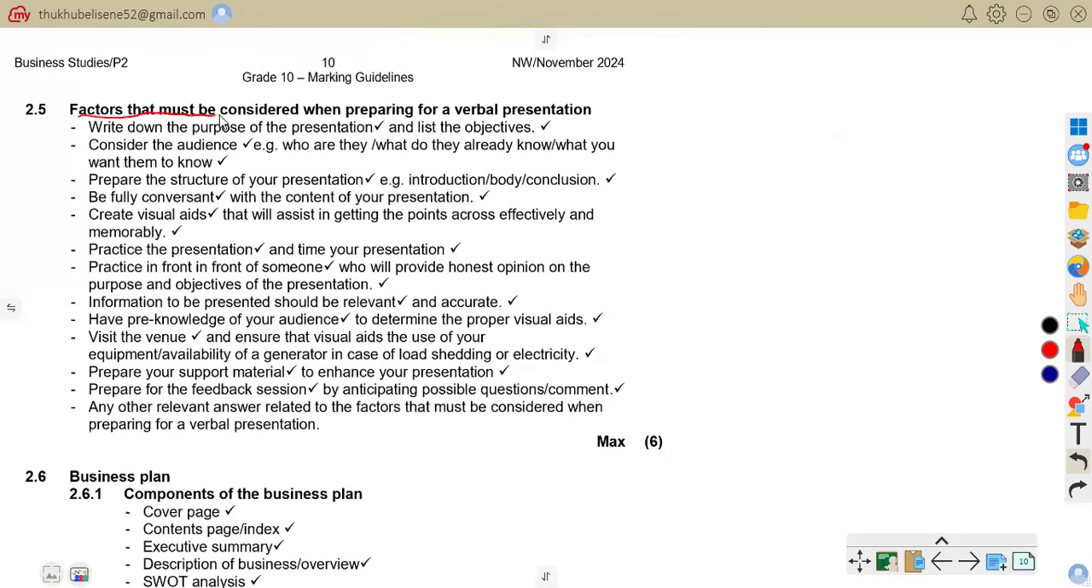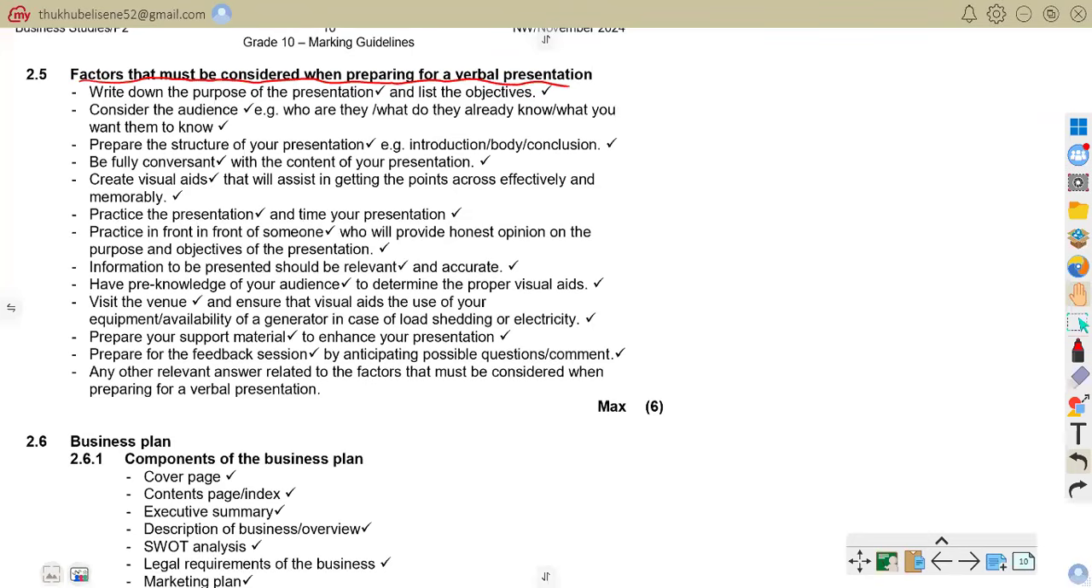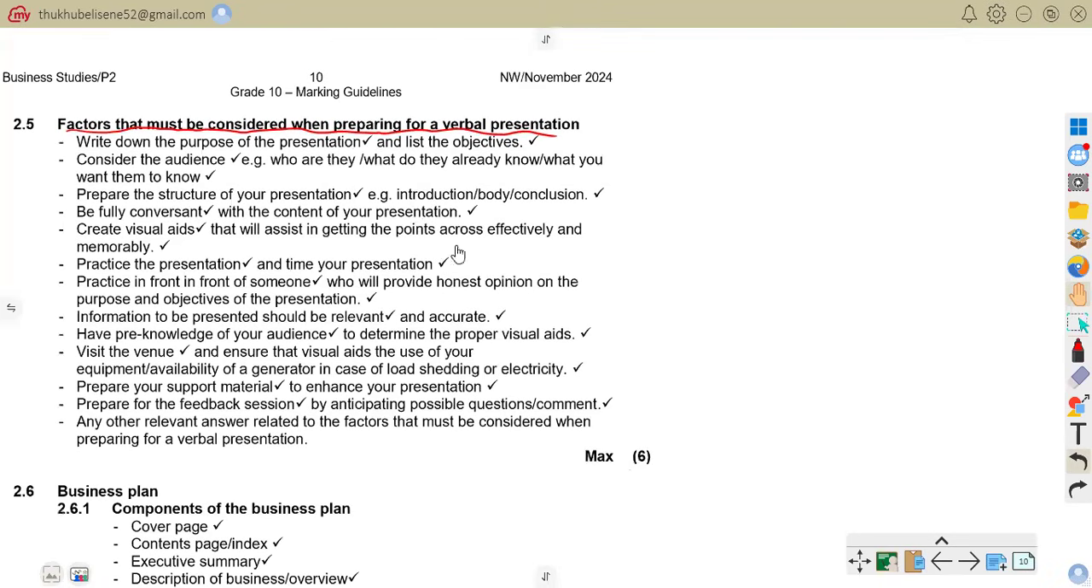Factors that must be considered when preparing for a verbal presentation. Remember, with a verbal presentation you are going to present by means of words. So, factors that you have to consider. The first one: write down the purpose of the presentation and list the objectives.